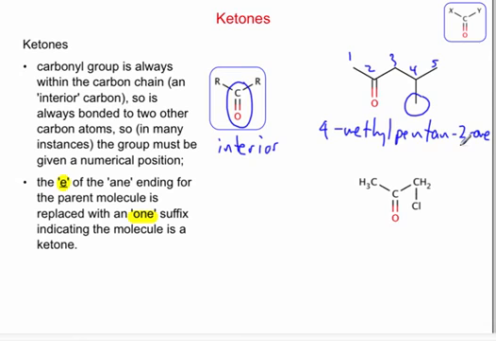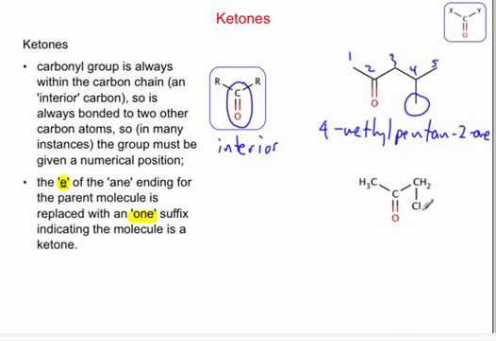So again, the 2-one indicates the carbonyl group on carbon 2, because 4-methylpentan-3-one would be an isomer. So that's why I have to indicate the position of that carbonyl group, the C double bond O. Let's have a look at this one.